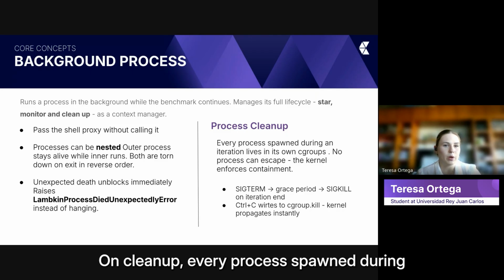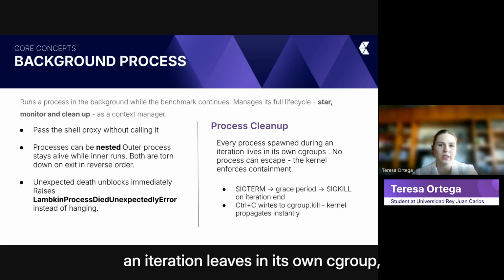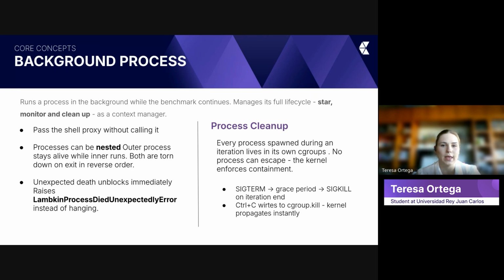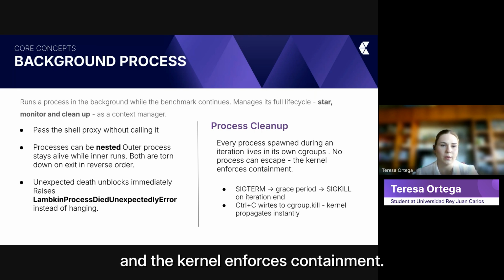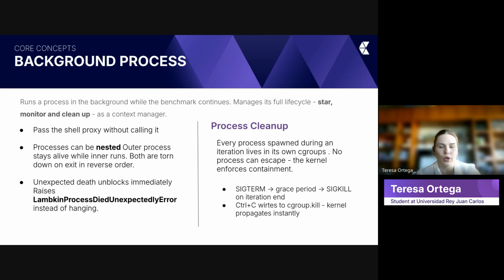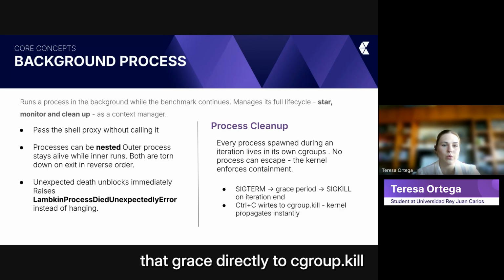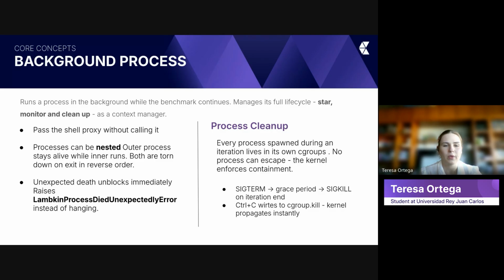On cleanup, every process spawned during an iteration lives in its own cgroup, and the kernel enforces containment. Nothing can escape. On iteration end, Lambkin sends SIGTERM, waits a grace period, then SIGKILLs anything still alive. And if you press Ctrl+C, that goes directly to cgroup.kill, and the kernel propagates the shutdown instantly.